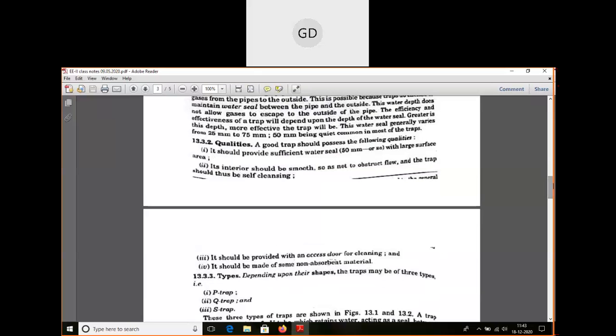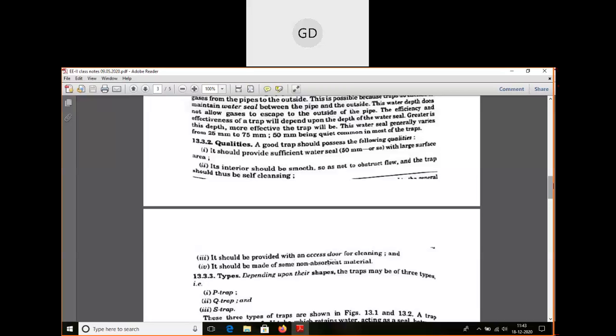Like, you can say that this trap is good, but how can you say that? You can say that a trap is good by considering some basic qualities the trap should have. So, what are those qualities? Number one, it should provide sufficient water seal with large surface area. So what is the water depth? It is 50 mm, the most common in most of the traps.